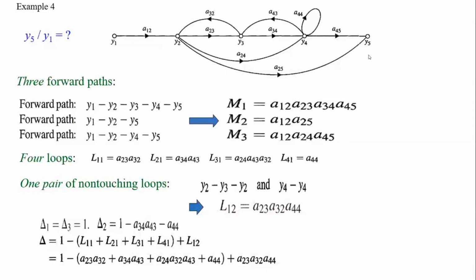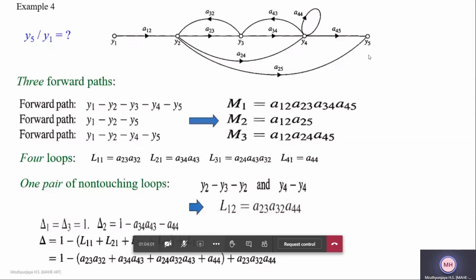As I told you earlier, the major advantage of SFG is you can find out a ratio between any two parameters. It is not so with respect to any other circuit, because finding a ratio between two parameters in any given circuit is so cumbersome. Here, within 2-3 minutes, you can find the ratio between any two parameters, not only output divided by input.